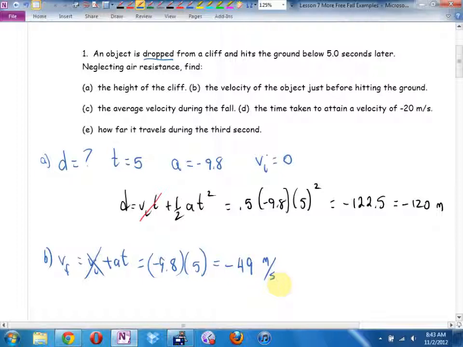So I went with VF equals VI plus AT, and wonderfully, hey Elijah, was VI 0? Yeah. Oh, I just crossed it out then. It was A times T, and I know my 5 times table, even with decimals. I didn't use a calculator. I know how to go negative 9.8 times 5.